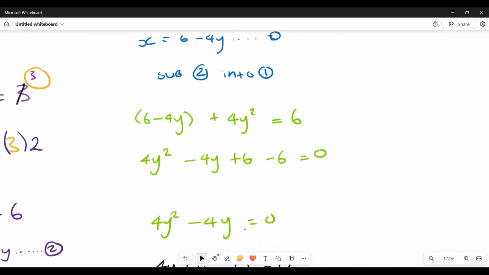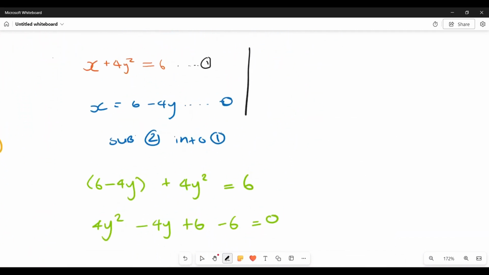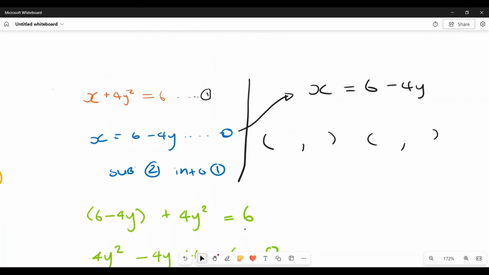So I'm going to make use of equation 2. This is my equation 2 that I'm going to use. x is equal to 6 minus 4y. And these are my values of y that I got. So I'm solving for my x. My y is 0 and 1. So now I'm trying to solve for my values of x.